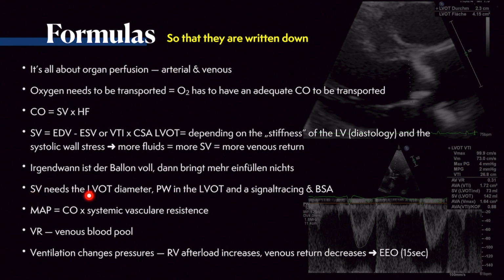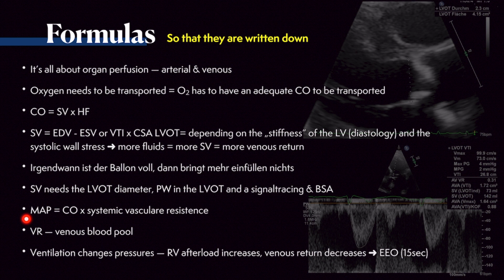To measure the stroke volume you need the LVOT diameter, which is not always easy to measure. The pulse wave Doppler needs to be in the LVOT, and you have to have an optimal signal tracing, and even more optimal, the body surface area to calculate the indexed stroke volume. Here I have some measurements where you can see the maximum velocity across the LVOT and a calculated aortic valve area, which shows aortic stenosis not below 1 square centimeter, so not severe aortic stenosis, of course, a stroke volume indexed with 73 milliliters per square meter, and an overall stroke volume of 142 milliliters.